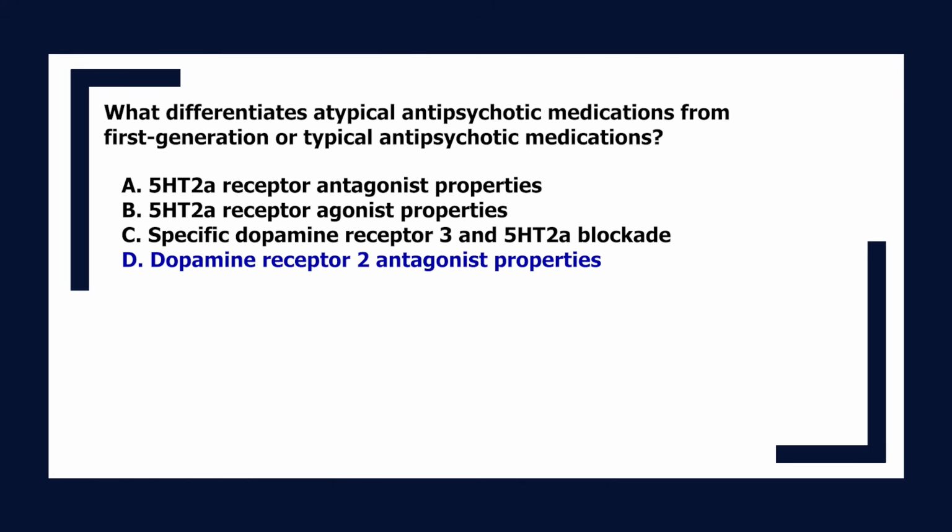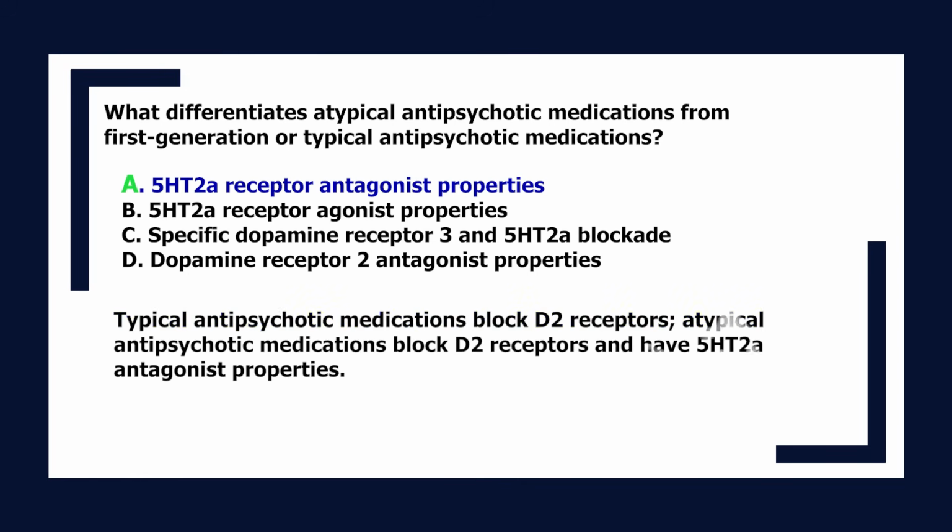The correct answer is A. 5-HT2A receptor antagonist properties. Typical antipsychotic medications block D2 receptors. Atypical antipsychotic medications block D2 receptors and have 5-HT2A antagonist properties.